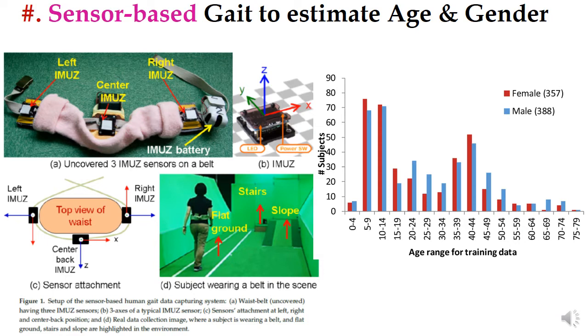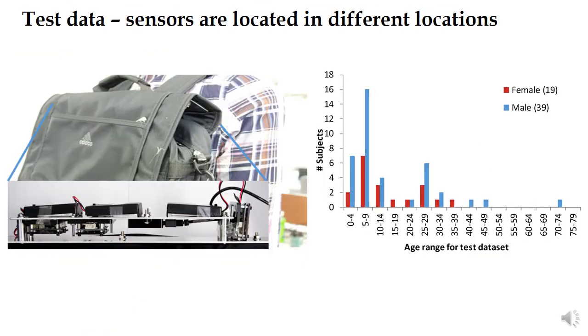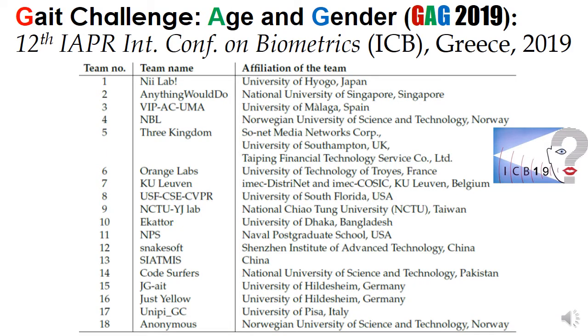If you look at the data set, it's a really large one, with about 750 people, and the male-female ratio is almost the same. This is the distribution of age for the training set. This is the data set where the sensors are in different locations. We arranged a challenge called Gait Challenge Age and Gender at the 12th IAPR ICV in Greece last year.